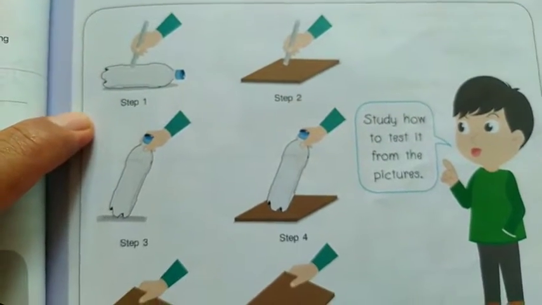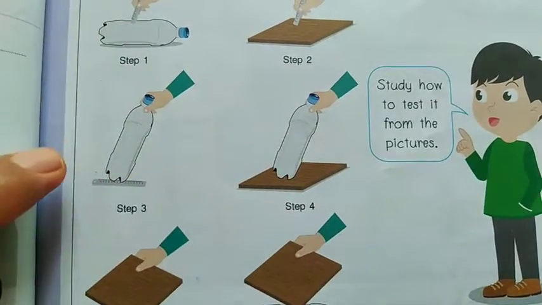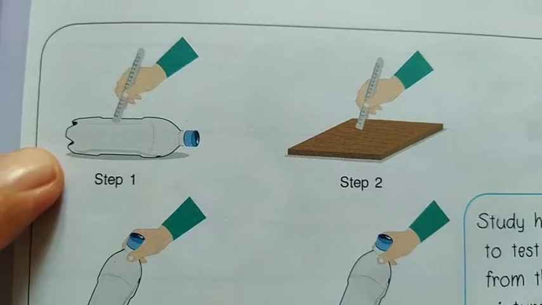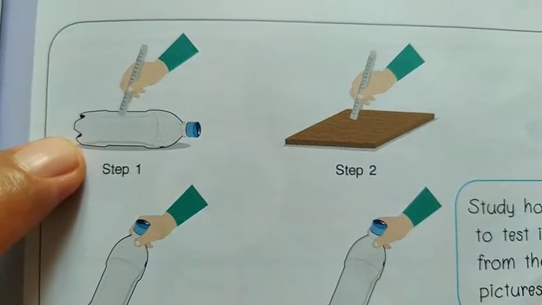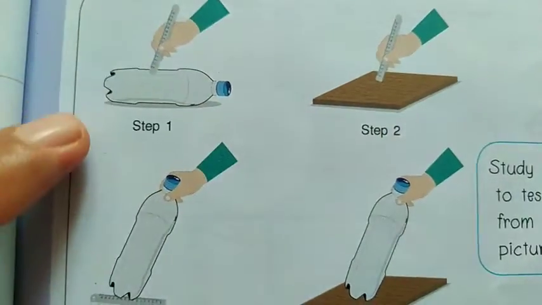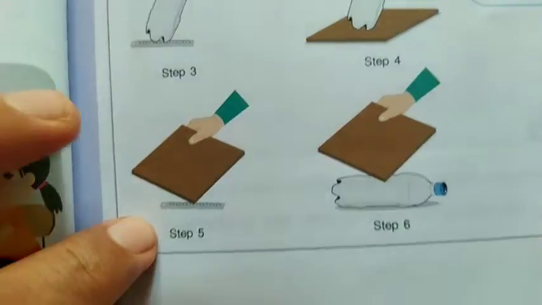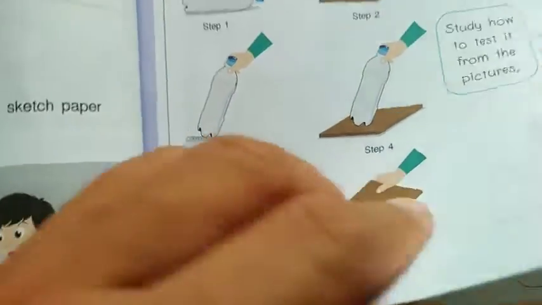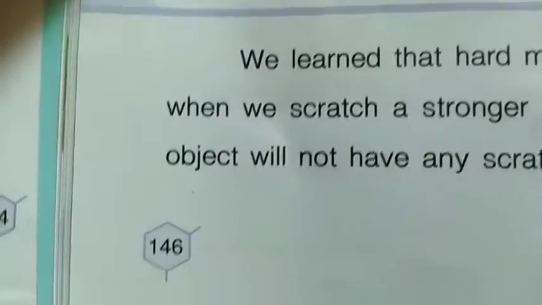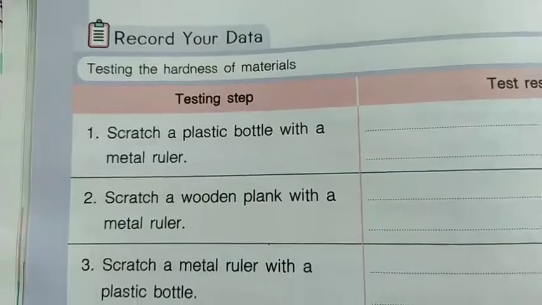So this is how we do it. Study how to test it from the pictures. It's a picture. This is how you do it. Scratching the bottle with the metal ruler, scratching the wooden plank with the metal ruler, and again this way. Okay? Now you can do that one. I want you to record it here. Record your data here. This is page 146. Okay? Testing the hardness of materials.